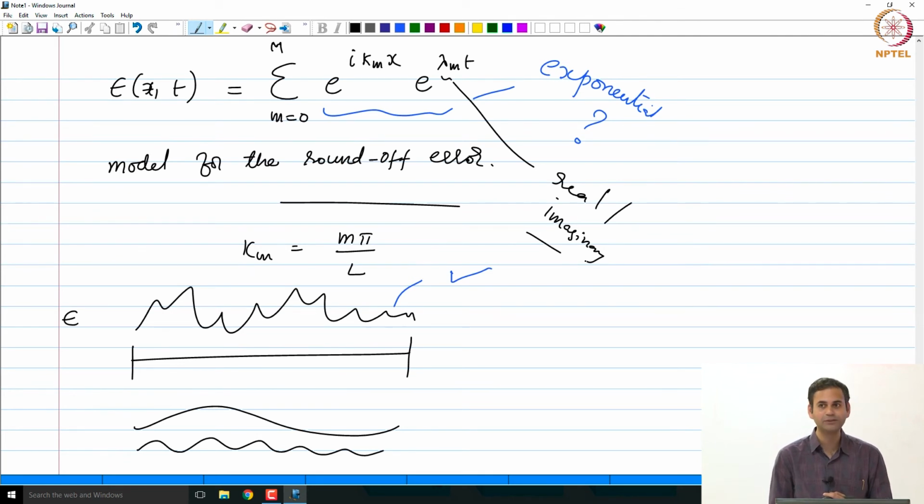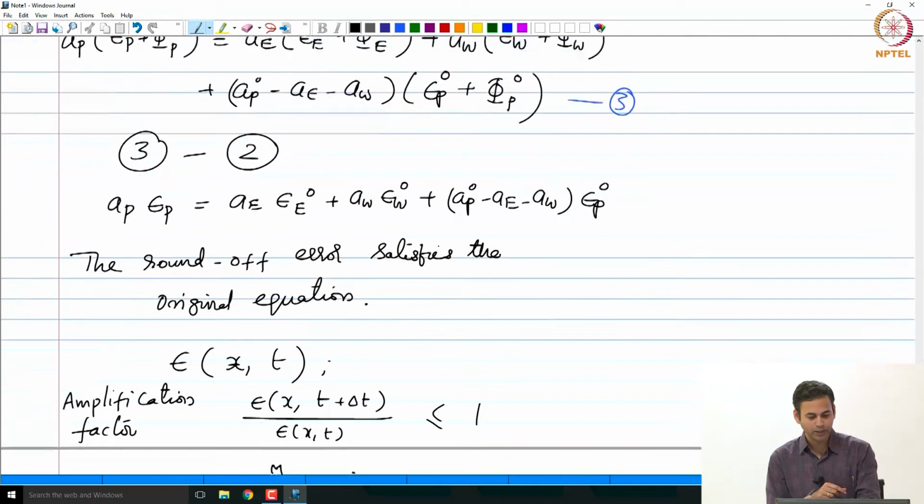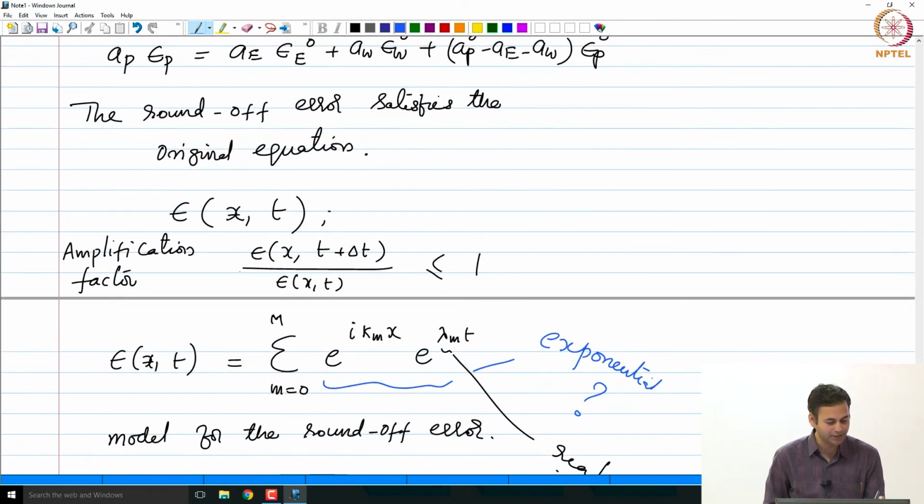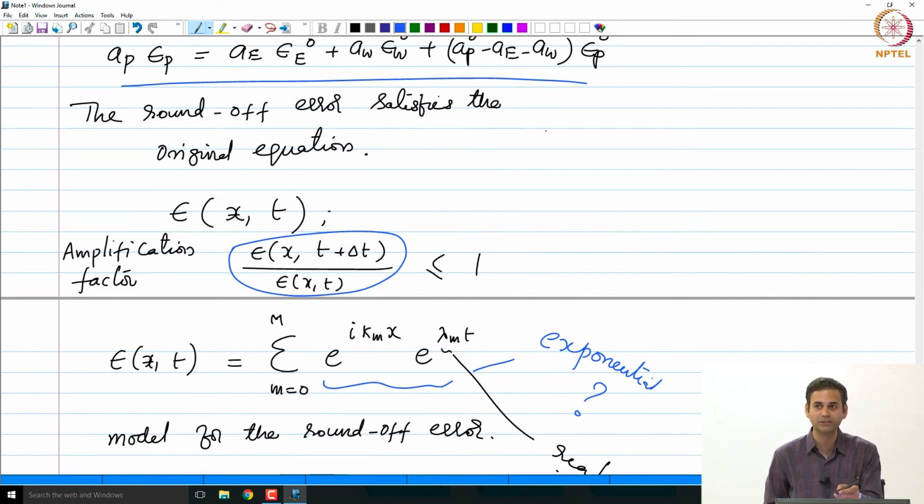That means, if I substitute this model for the round off error, I can go back and look at what would be my values for this amplification factor. Essentially, I want to see the amplification factor for what? For this particular scheme. We have considered an explicit scheme. For this scheme, what will be the amplification factor is what we want to look at. In order to do that, we have introduced a model for the round off error. Okay, that is all we have done.